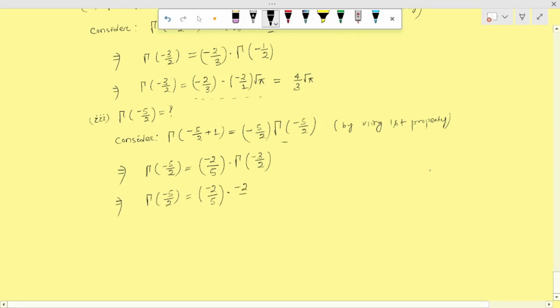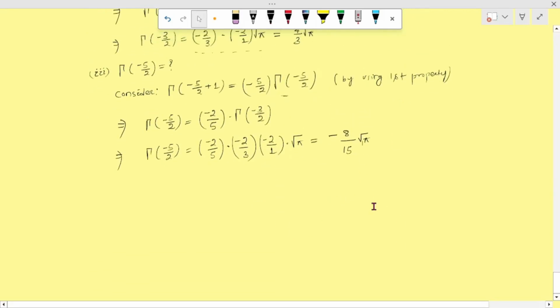That will be minus 2 by 5 into minus 2 by 1 into root pi, or this value will be minus 8 by 15 root pi. Likewise, any gamma of n by 2 where n is odd can be evaluated. So in general, what can we write?